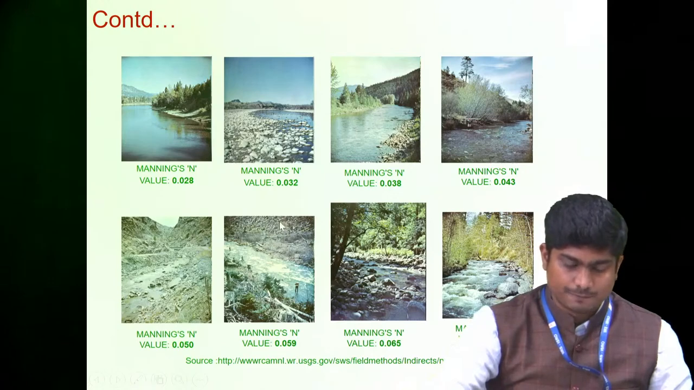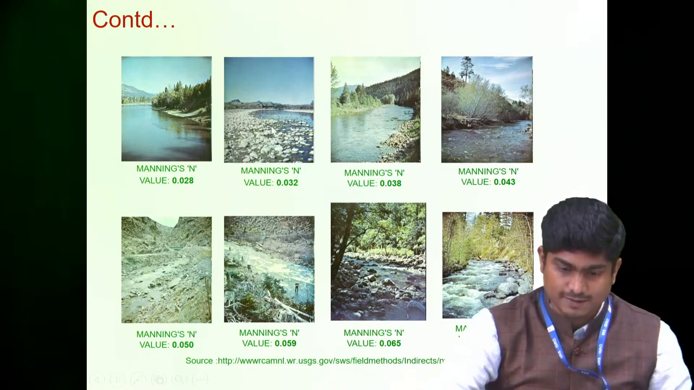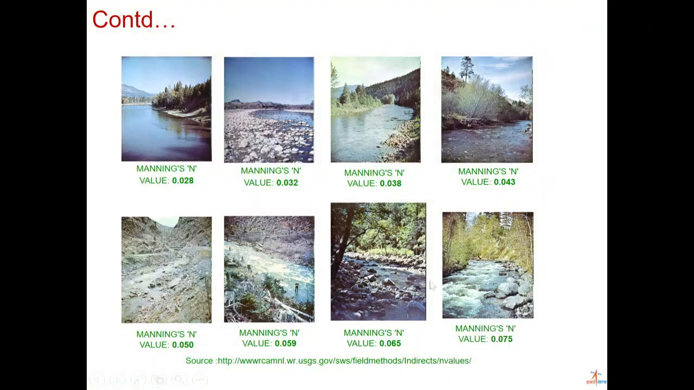These are some literature based Manning's roughness values based on what kind of channel there is. There are certain ranges given. This is one of the tabular images I have shown, but you will get a number of references, a number of papers where you will have the range of what the Manning's n value should be for your channel, for agriculture, or for the settlement area.